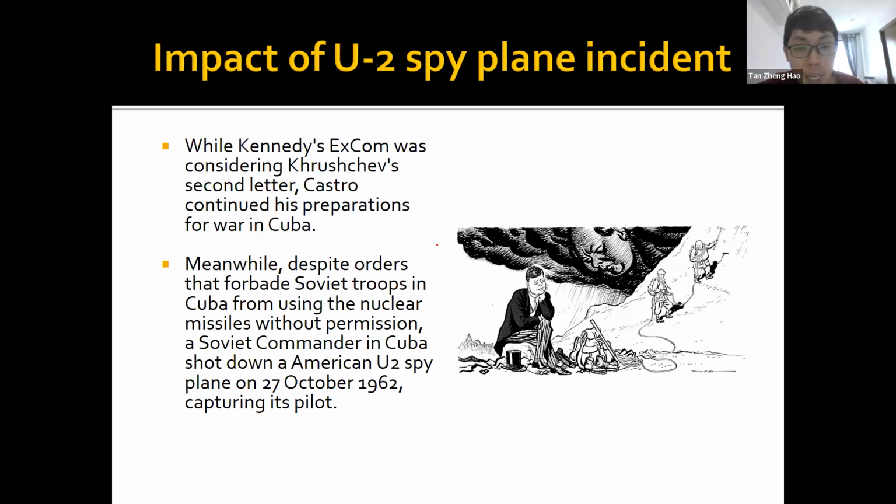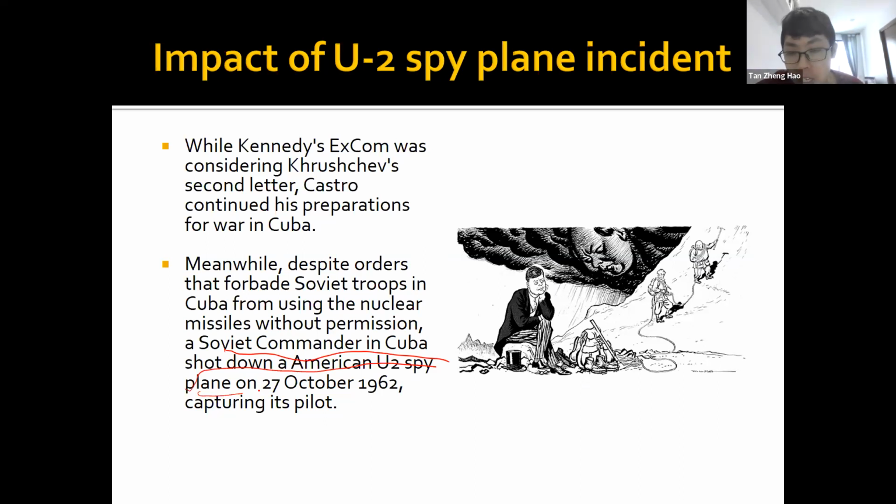So eventually they were thinking about it. And while they were thinking about it, something worse happened. The U-2 spy plane incident happened. What was this incident about? In a nutshell, there was a Soviet commander in Cuba. They accidentally shot down an American spy plane. Remember just now I showed you all those photos of the nuclear missile sites? Those were taken from spy planes. So this spy plane was accidentally shot down. The pilot was captured. It threatened to worsen the tension on the island, on Cuba.